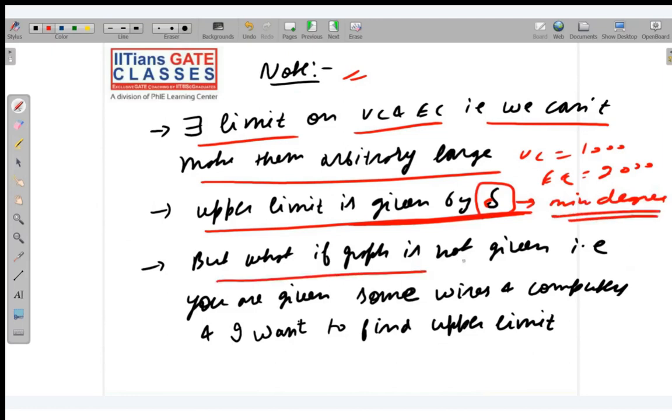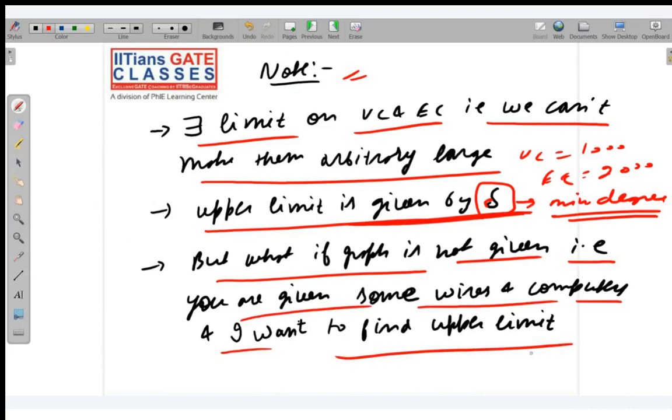Now, what if the graph is not given? If the graph is not given, then how will you say? That is, you are given some wires and computers and you want to find the upper limit. For example, I give you some computers and some wires, and I want to build a computer network in such a way that if somebody attacks 2 or 3 computers, our network should not go down, and so on. So they can give requirements. You cannot say that vertex connectivity and edge connectivity can be arbitrarily large. So let me give you an idea.